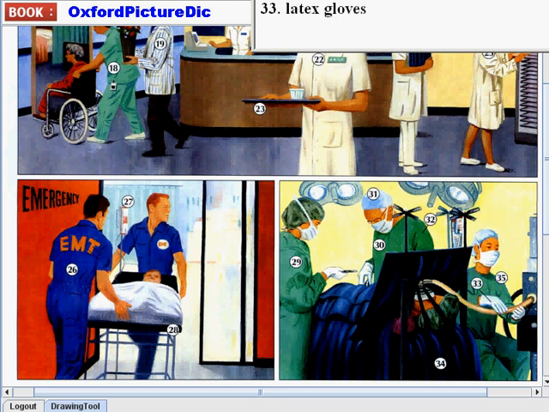And then in number 34, we have the operating table. And finally, we have the word anesthesiologist in number 35. He is a doctor who specializes in applying anesthetics. Anesthetic is a drug that causes numbness in the body or loss of consciousness. His role is really important.